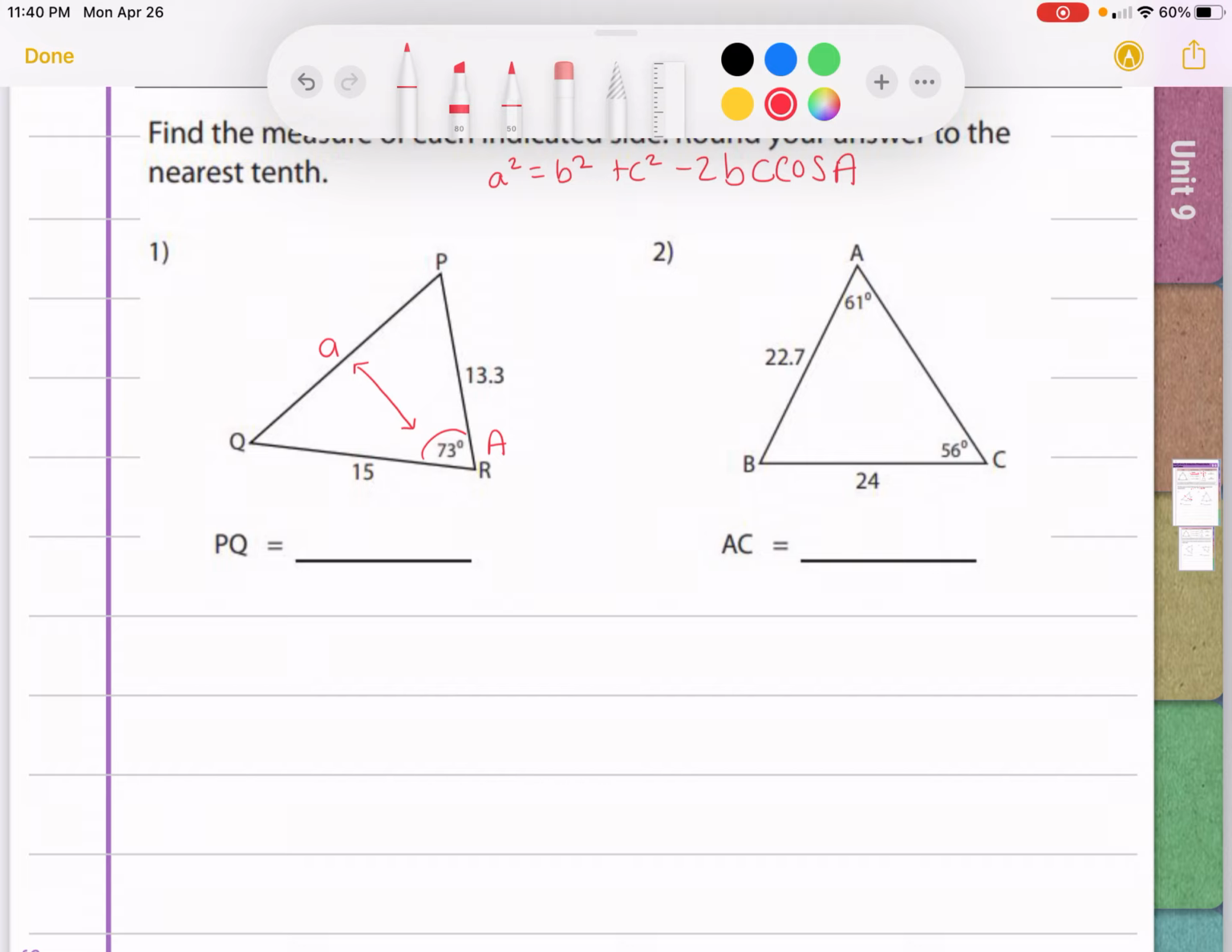So here, I'm going to start plugging into my formula. b and c are the two other sides, so I can use those. So we have a squared equals b squared, or 15 squared, plus c squared, or 13.3 squared, minus 2bc. So I'm just putting b and c in parentheses, and then cos angle A, which is that 73 degrees we see in the picture. Once you have everything plugged in, you're going to do it a chunk at a time. So in a calculator, I would do 15 squared. That comes out to 225.